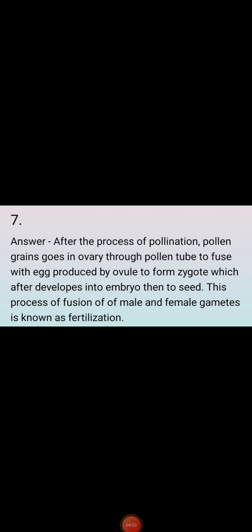So our next question is: how does the process of fertilization take place in flowers? So our answer is: after the process of pollination, pollen grains go into the ovary through the pollen tube to fuse with the egg produced by the ovule to form a zygote, which later develops into an embryo and then into a seed. This process of fusion of male and female gametes is known as fertilization.